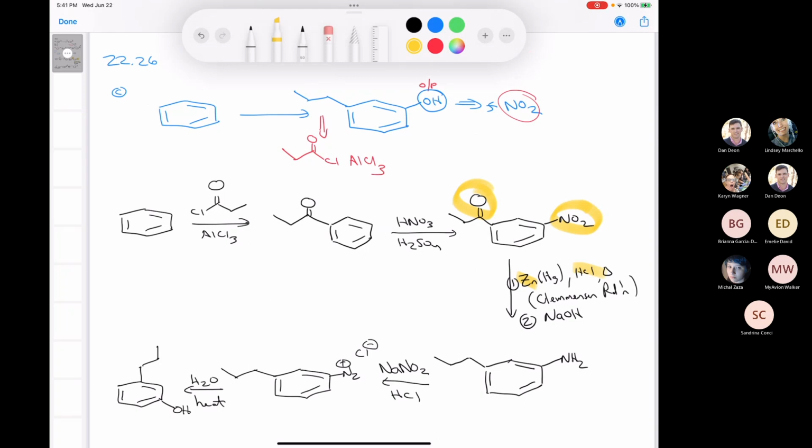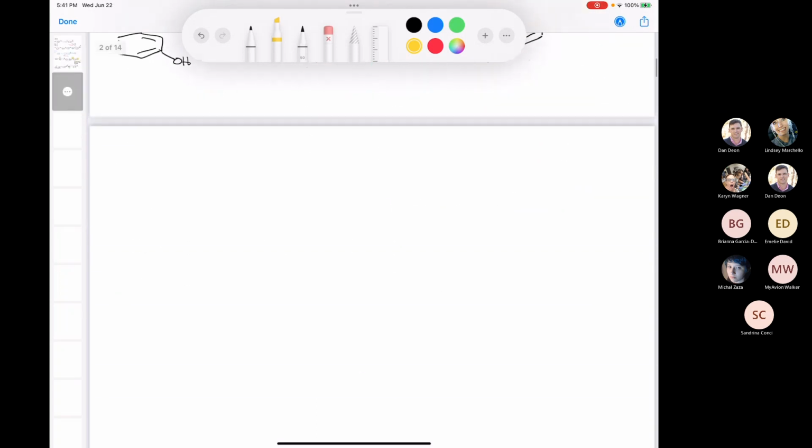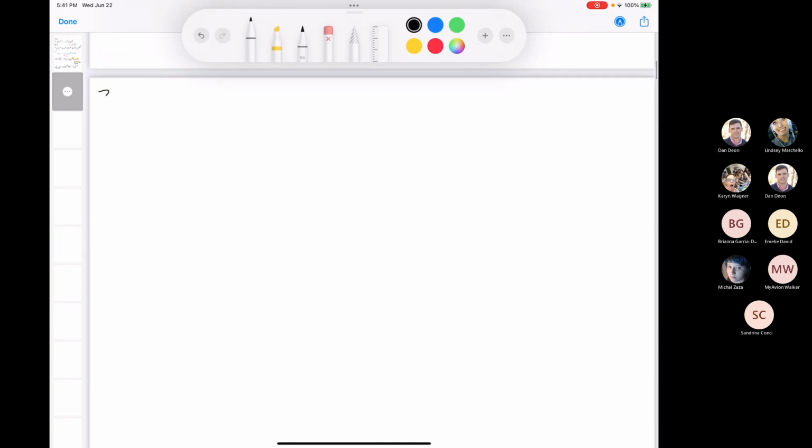Let's try another one that we could use a Sandmeyer for. So this is in the same question, 22.26C. And for this one, we're going to start with benzene, and then we're going to convert that to a para-substituted compound. So we've got a tert-butyl group over here, and we've got our carboxylic acid over here.